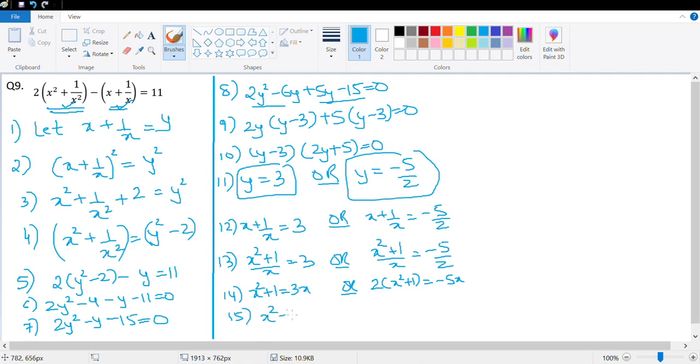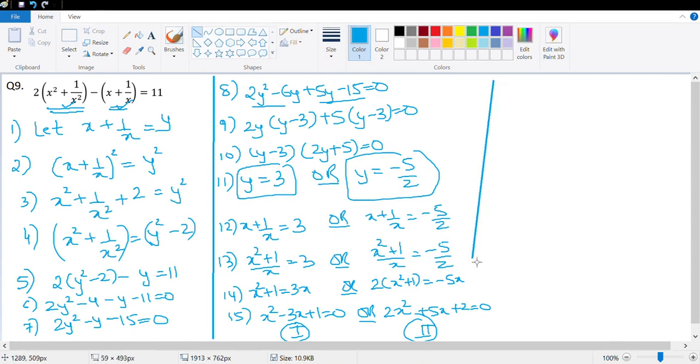So x² − 3x + 1 = 0, or 2x² + 5x plus 1 into 2, that's plus 2, = 0. So we have two equations. Let's call this equation 1. Let's call this equation 2, and let's solve them separately.